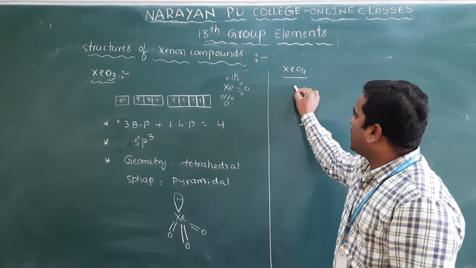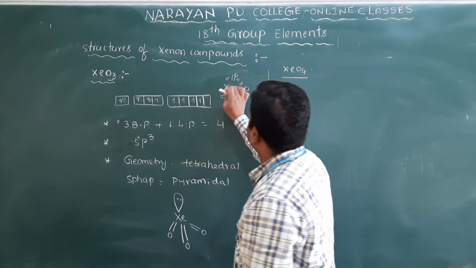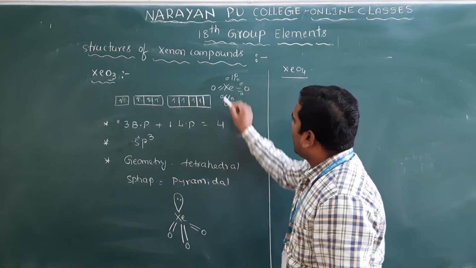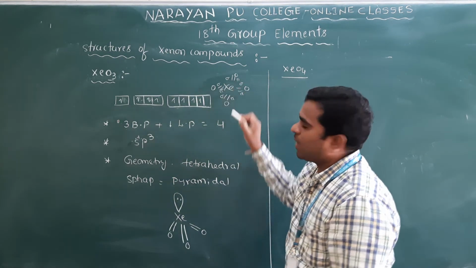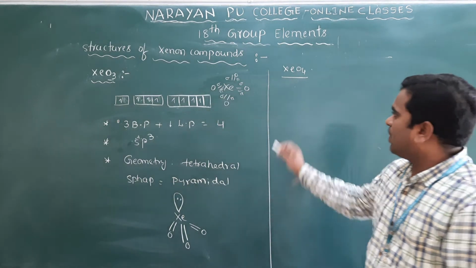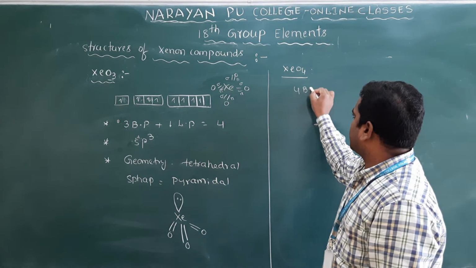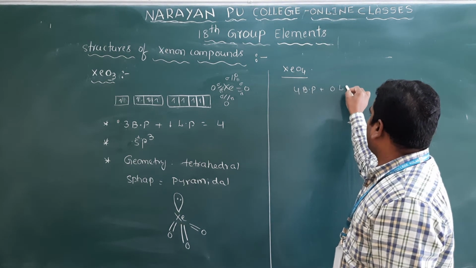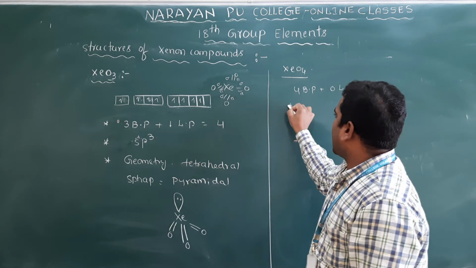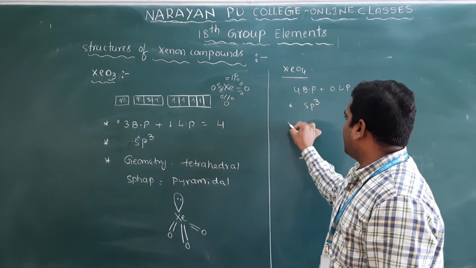So that's why, how many bond pairs will be there here? Another double bond will come here. How many? 4 sigma bonds and 4 pi bonds. Pi bonds are never considered in the hybridization. So 4 bond pairs. Is there any lone pair here? 0 lone pairs. So total is 4. What is the hybridization? sp3 hybridization.